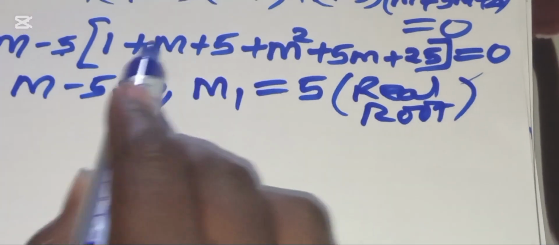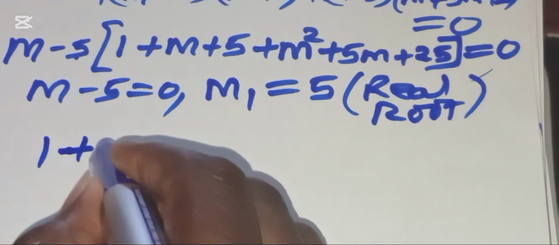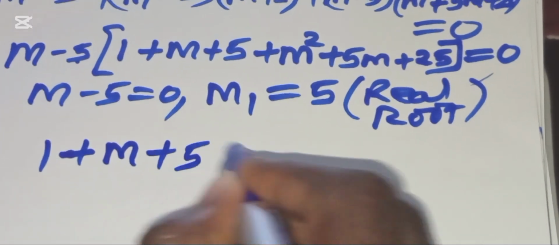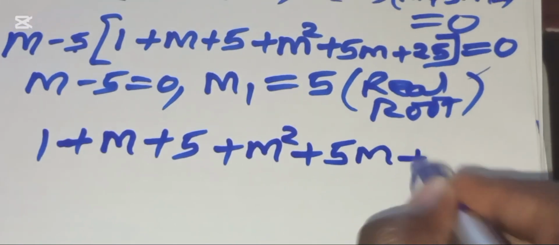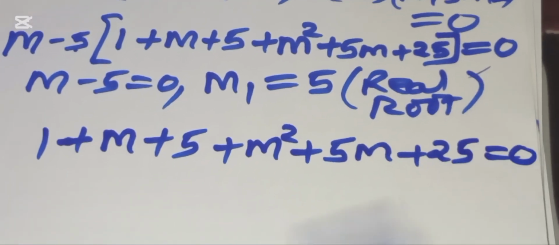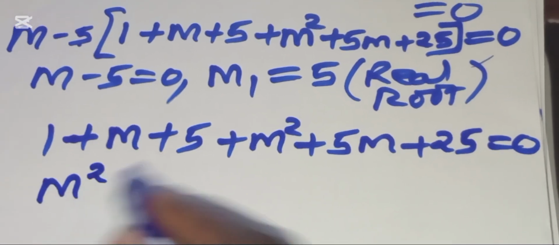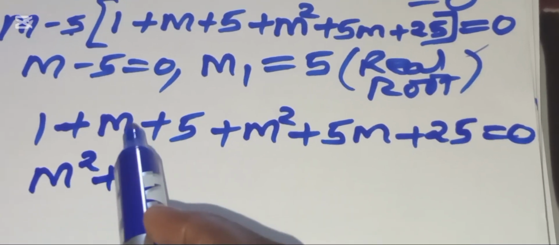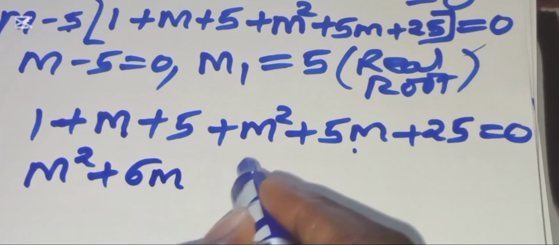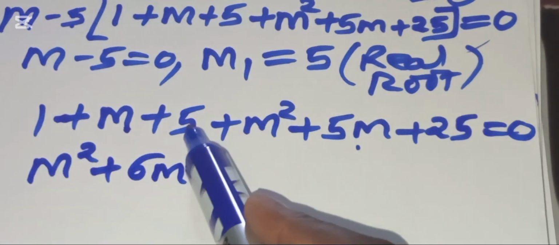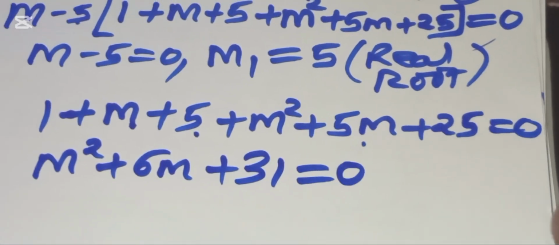Now let's move to what we have in the parentheses. We have 1 plus m plus 5 plus m squared plus 5m plus 25, and this is equal to 0. Now let's form a quadratic equation from what we have here. We have m squared, plus m plus 5m, which is 6m, plus 1 plus 5, which is 6, 6 plus 25 is 31, which is equal to 0.